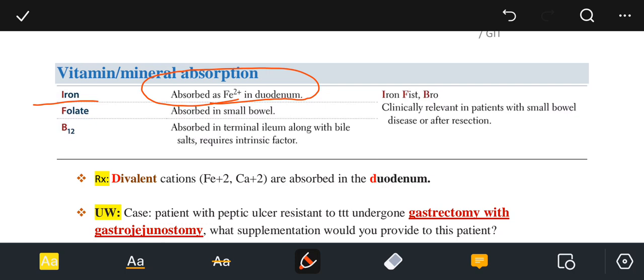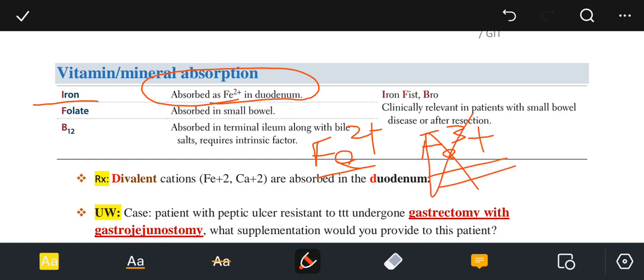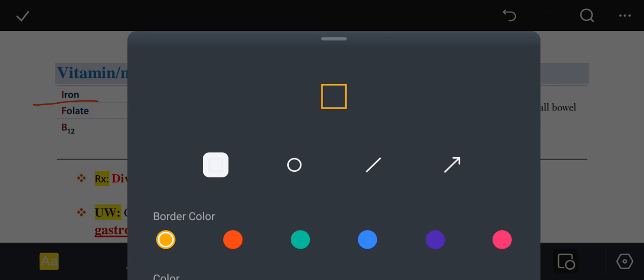There are two forms of iron. The one is Fe2+, and then we have another form that is Fe3+. The Fe2+ is the ferrous form, and the Fe3+ is the ferric form. The ferric form is not an absorbable form, it cannot be absorbed. The ferrous form is absorbed in the GIT. So the very first point to be remembered is this one.